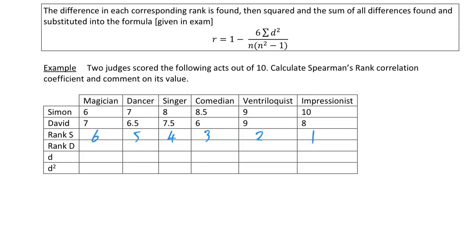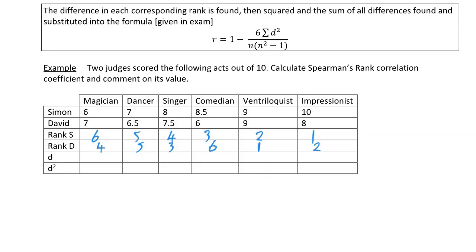David saw things slightly differently, and he thought the ventriloquist, he gave him the best score, a 9, so it was first for the ventriloquist. Then he put the impressionist second. Then it was third for the singer. Then it was fourth for the magician, fifth for the dancer, and sixth for the comedian.